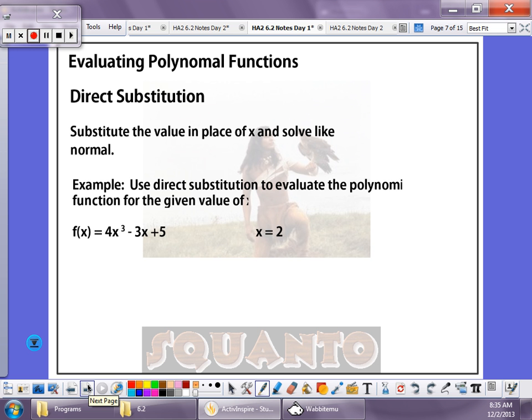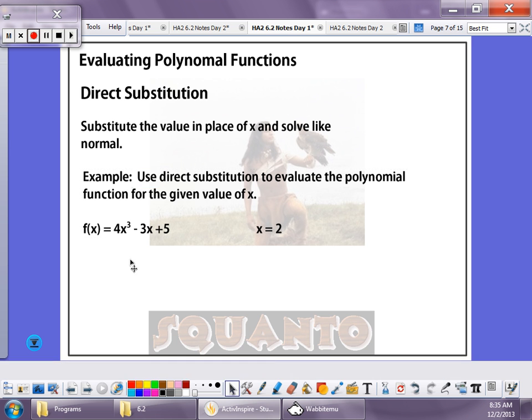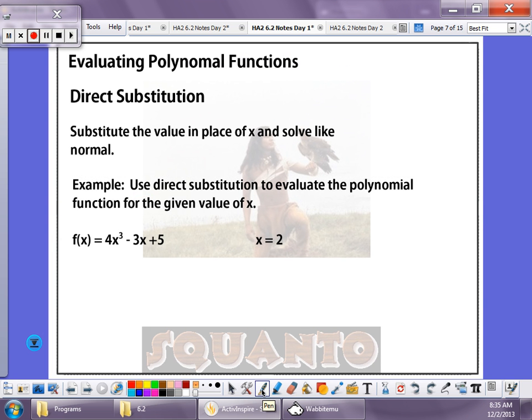So the first thing we're going to look at today is direct substitution. This is something that you've seen before and that you've been doing since probably before Algebra 1. All right, it's exactly what it sounds like. It's just taking a value for x and directly substituting it in to your function for x to solve for y.